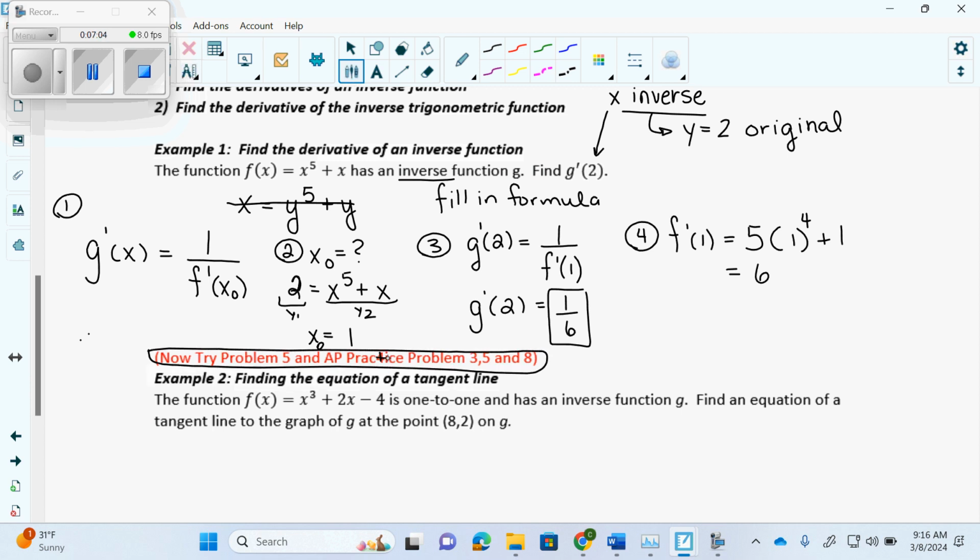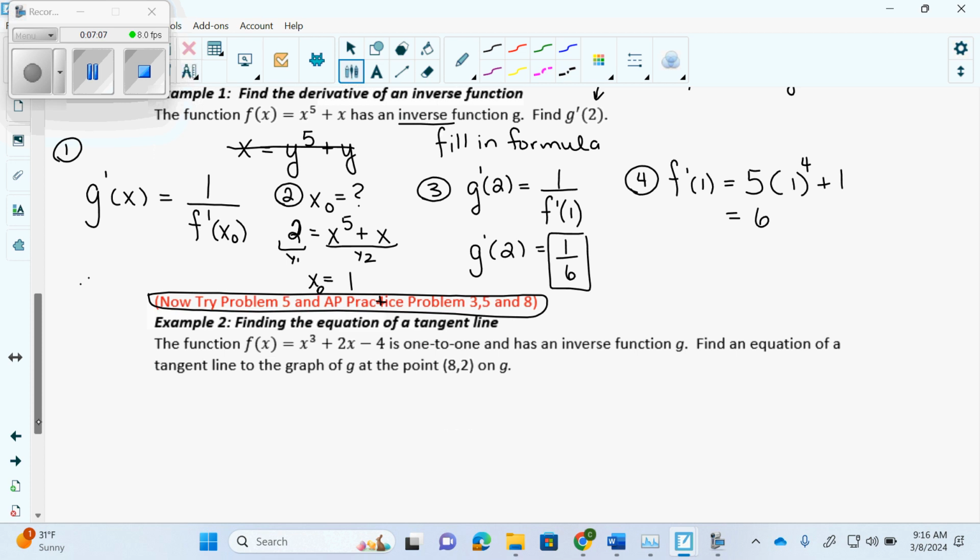That's cool. Let's look at example 2. So we have finding the equation of a tangent line. Now we have the function f of x is 1 to 1 and has an inverse function g. Once again, it's giving us an inverse. It says find an equation of the tangent line to the graph of g at the point (8, 2). So they want us to find g prime of what? 8. Because this is a coordinate on g, yes? And it's g prime of x, yes?